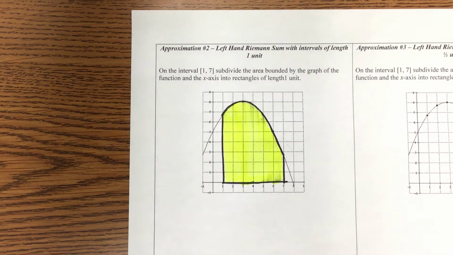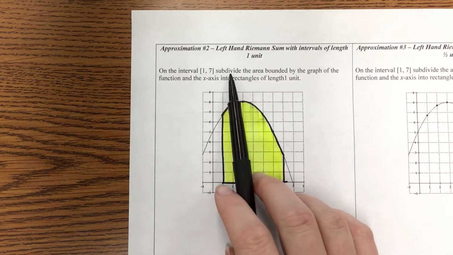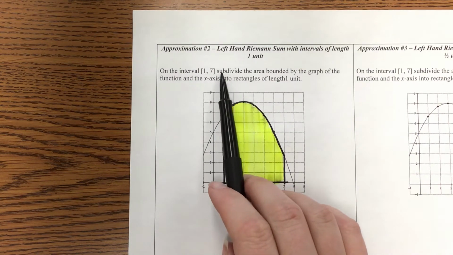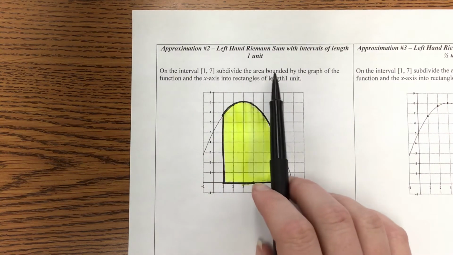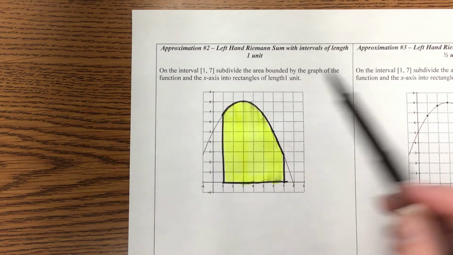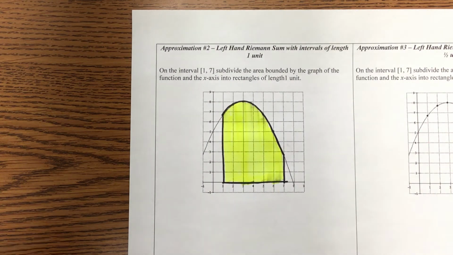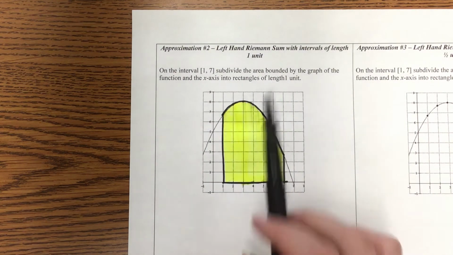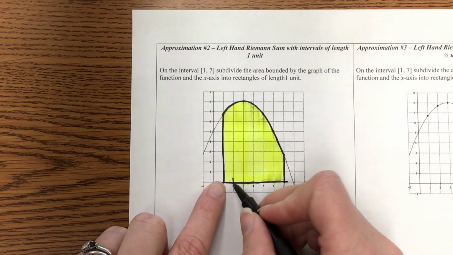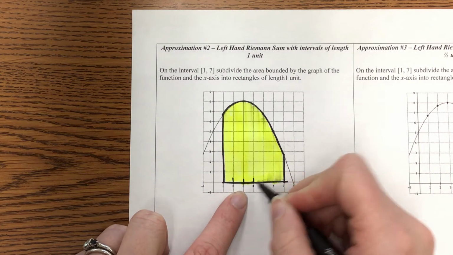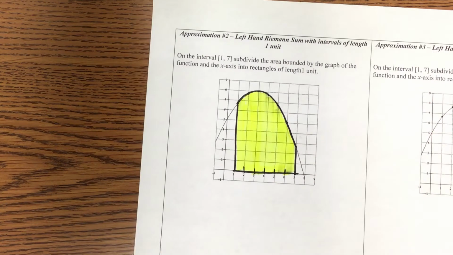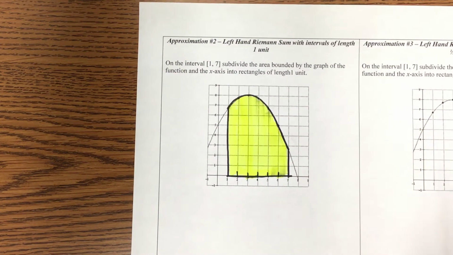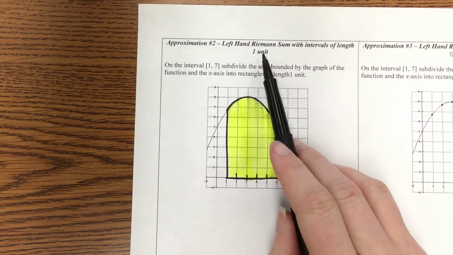All right, now we are doing a subdivision. So we're dividing into little subsections that area bounded by the graph of the function. Boundaries, they're boundaries. That's what bounded means. The rectangles have length 1 unit. So from 1 to 2 is going to be a rectangle, 2 to 3, 3 to 4, and so on. Those are those widths.